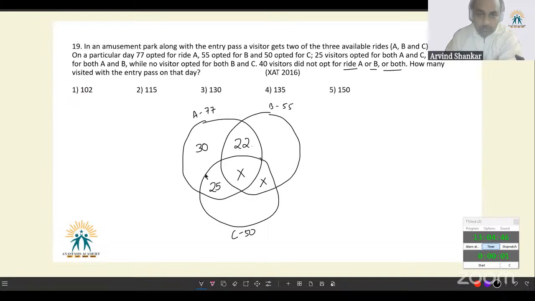40 visitors did not opt for ride A or B or both. If you don't opt for A or don't opt for B or both, then this is 25 and then I need 15 more people. But 15 more people gets 2 of the 3 available rides free. But there will be a problem here.